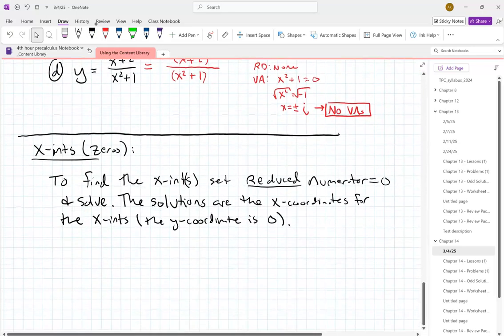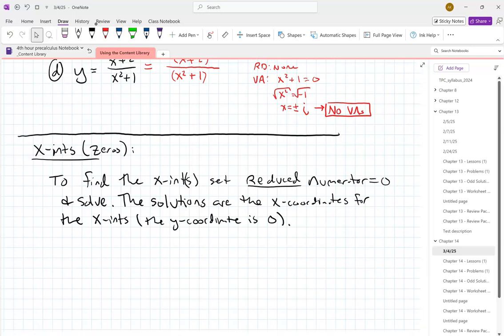Okay, so to find the x-intercepts, we're going to set the reduced numerator equal to 0 and solve. The solutions are the x-coordinates for those x-intercepts, and the y-coordinate is just always 0 for an x-intercept. Everybody okay with that plan?